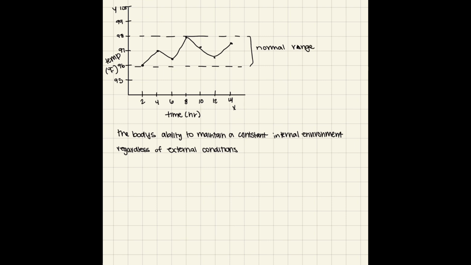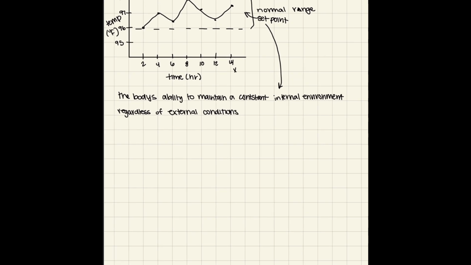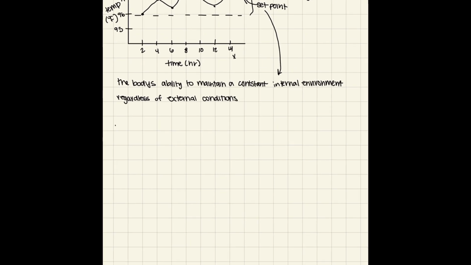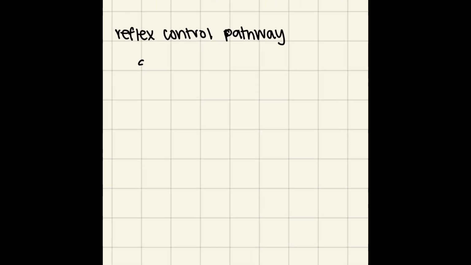And then for them, the average of their normal range is called the set point. And set point is what their body is trying to maintain through homeostasis. That's their consistent internal environment that their body wants to maintain. Their body maintains this using a reflex control pathway. Reflex control pathways have several components, starting with a stimulus.